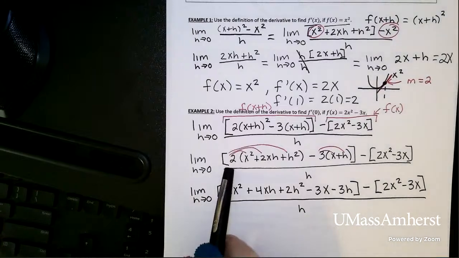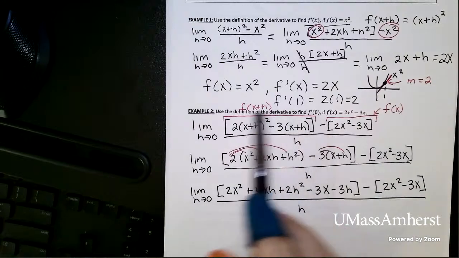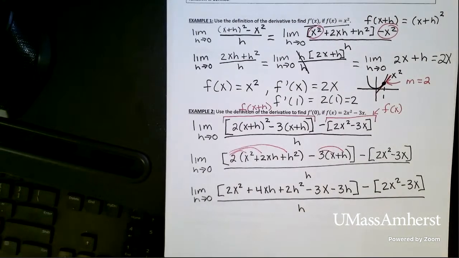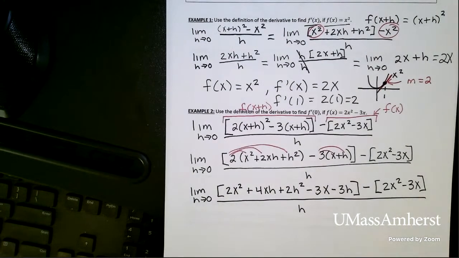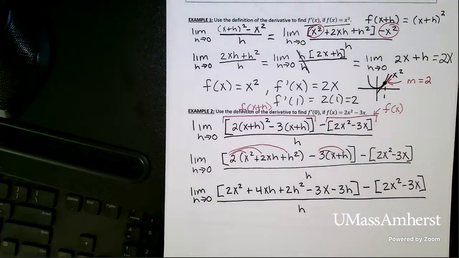And then notice I still have the 2 and the 3 that need to be distributed. So I'm going to distribute the 2 through the first term and then the 3 through the second term from just the f of x plus h term. So when I distribute the 2, I get 2x squared plus 4xh plus 2h squared. And then here, when I distribute this minus 3 through, I get minus 3x and minus 3h. Notice that the minus also goes to both terms.